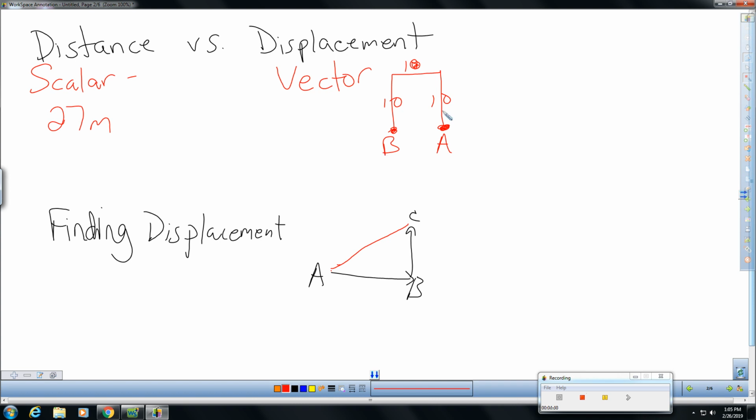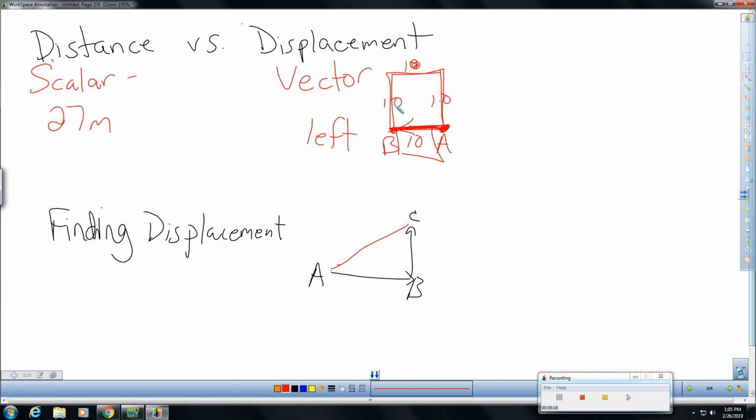So if we went 10 up, 10 over, 10 down, it would only take 10 to get back to there. So my displacement is 10 meters, but it's 10 meters to the left, because that's the direction I'm away from my starting point. My total distance is 30 because I went all the way around.